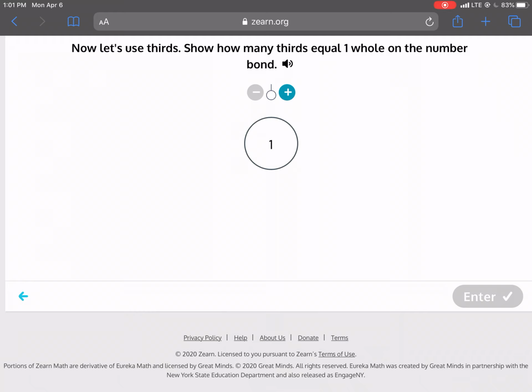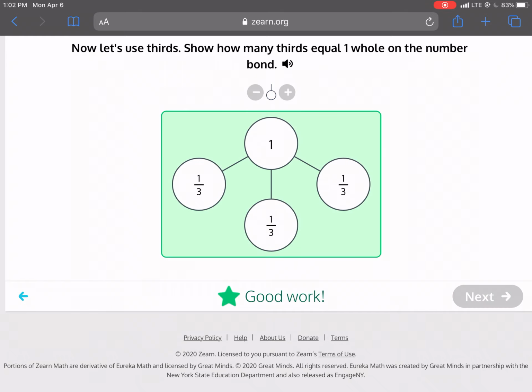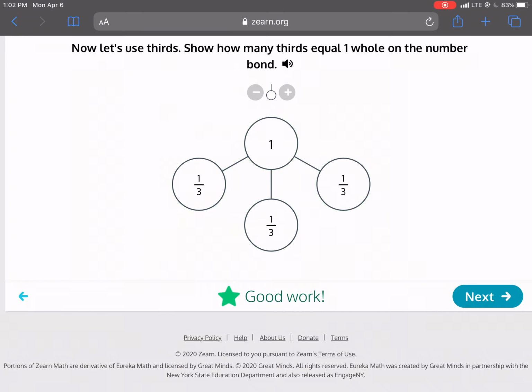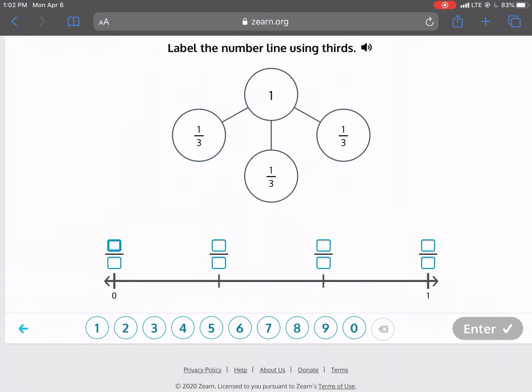Now let's use thirds. Show how many thirds equal 1 whole on the number bond. 1/3, 2/3, 3/3. You need 3 copies of 1/3 to equal 1 whole. Now partition the number line into thirds. We want 3 pieces. 1, 2, 3.